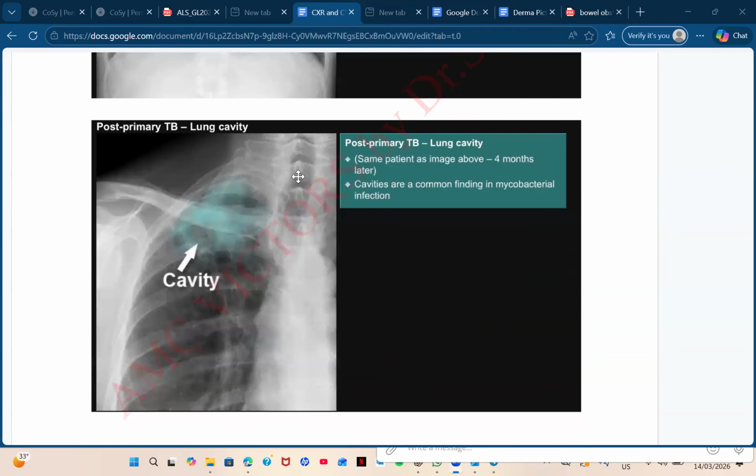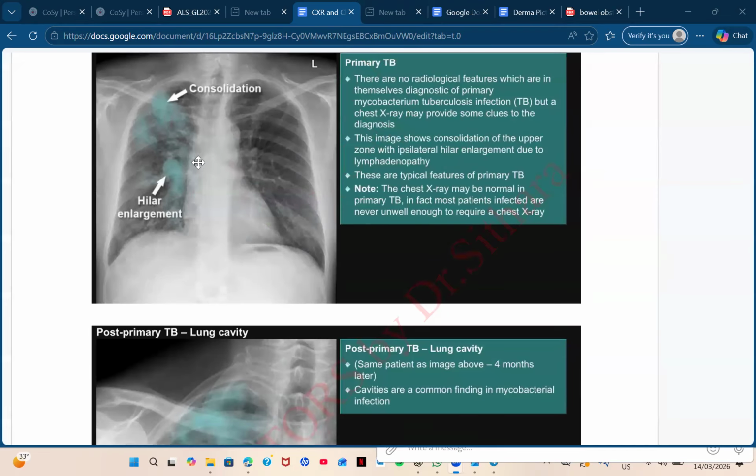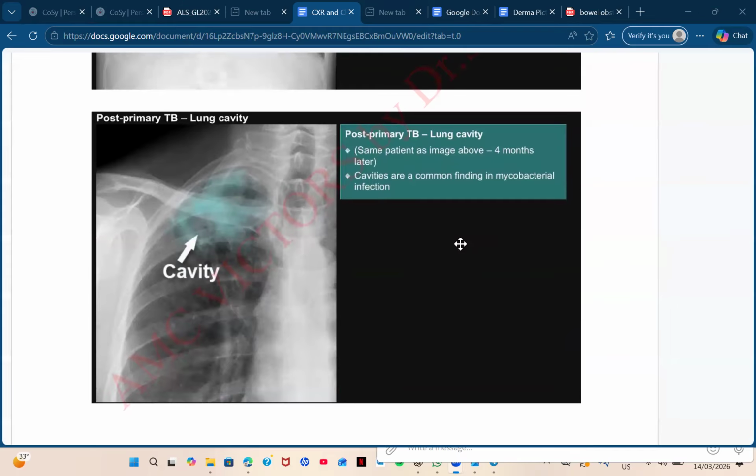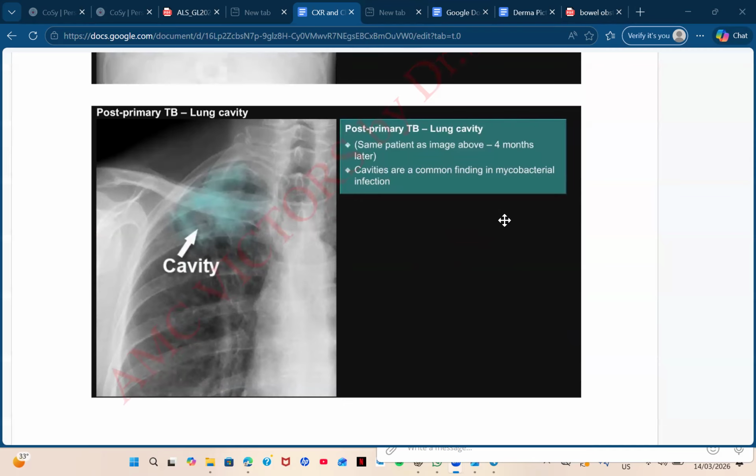Then in post-primary TB, there can be a lung cavity, right? Here you can see a ring-shaped appearance, and if the patient has post-primary TB, we can think about lung cavity, right, doctors? Usually, same patient as the image above, 4 months later. Cavities are a common finding in this TB infection, right?